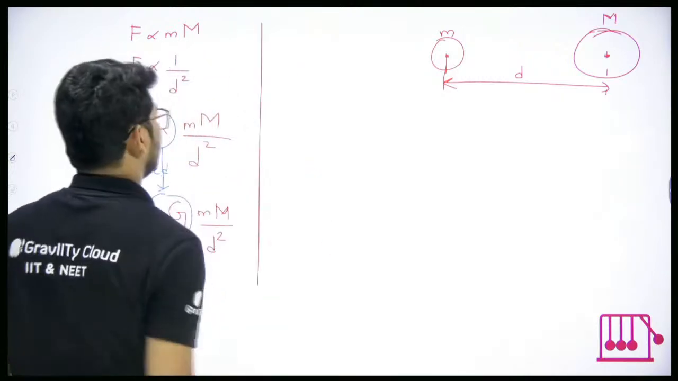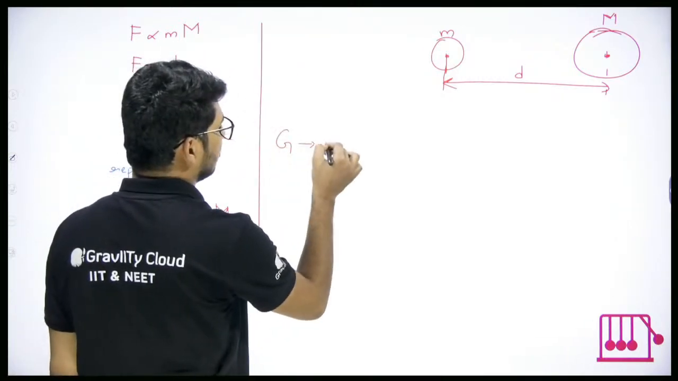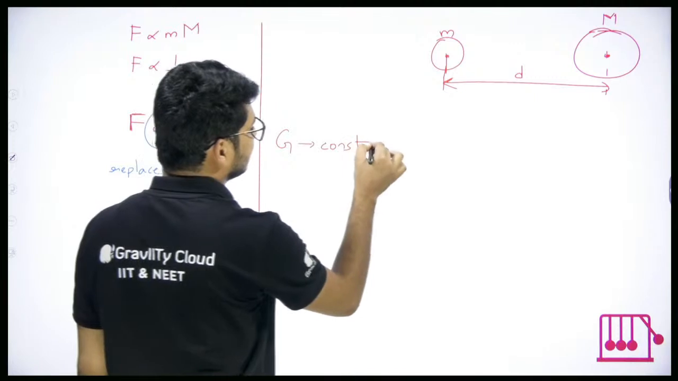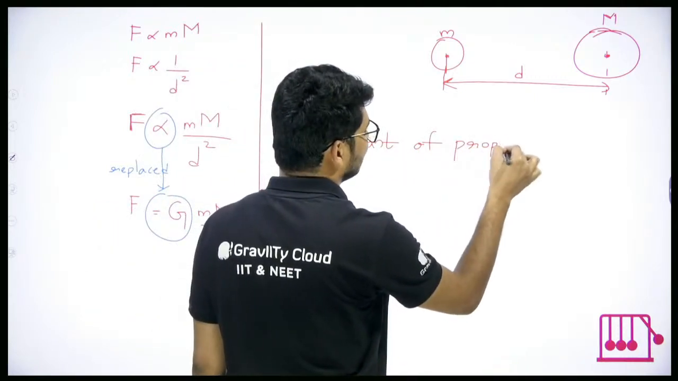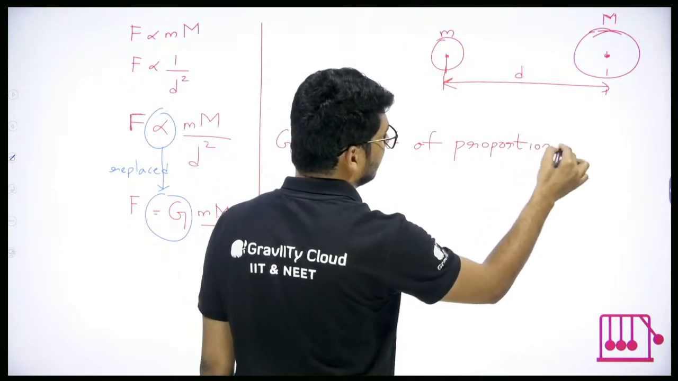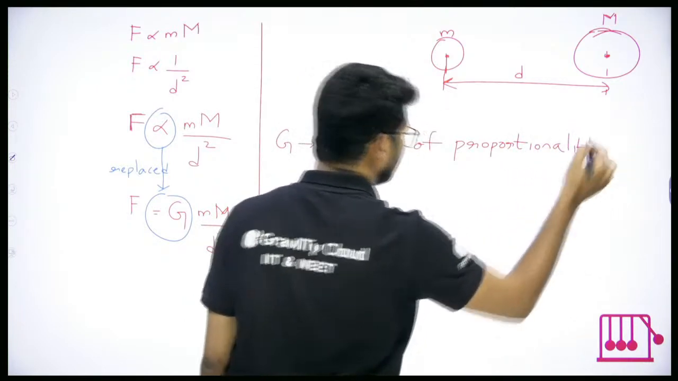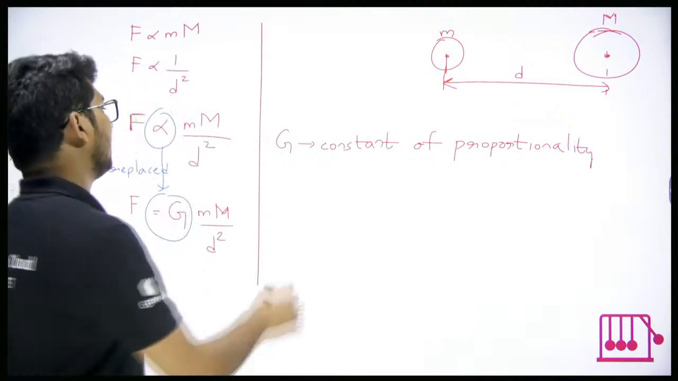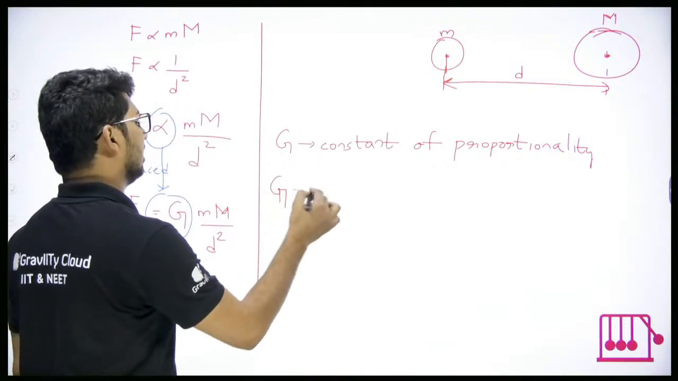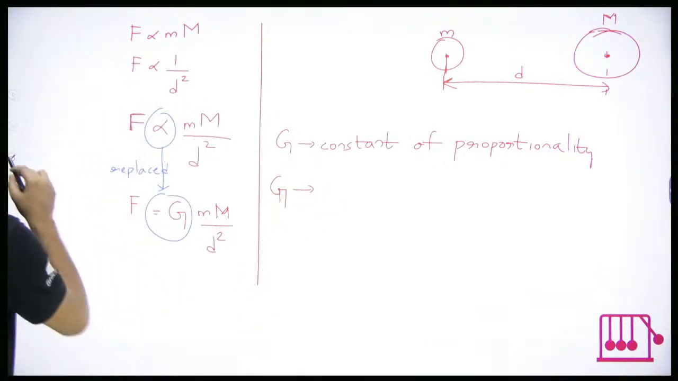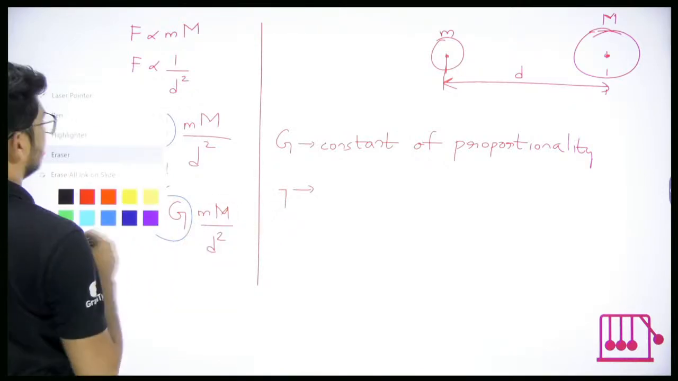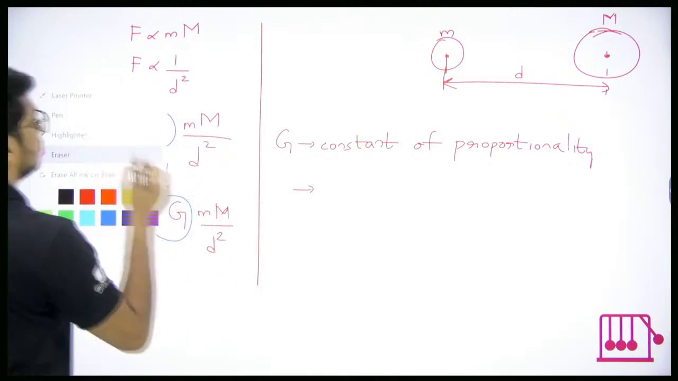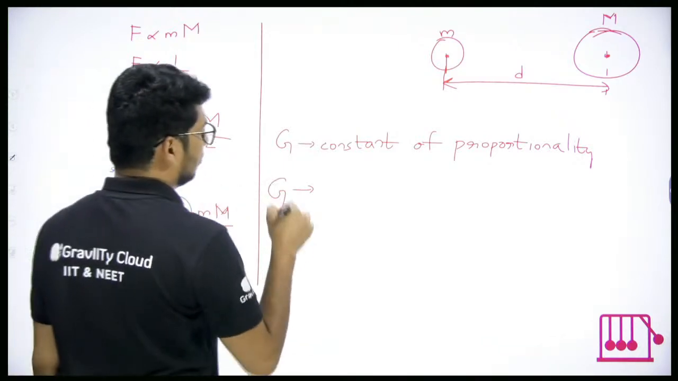So what is that? G. That's very important. G is just a constant. Normally we call it the constant of proportionality. That is the common name in all the cases. But here for G particularly, because we are talking about the universal law of gravitation, we call it using a special name. You know what that name is?